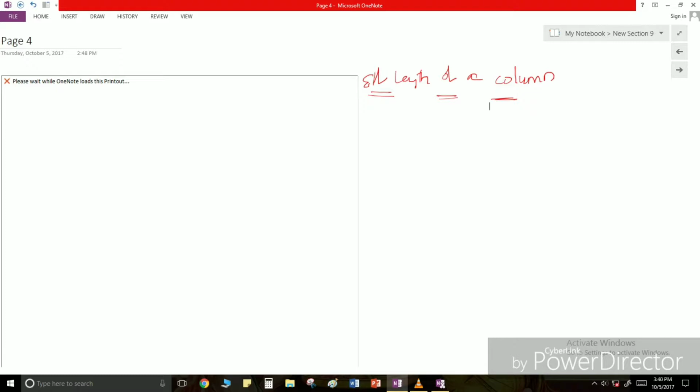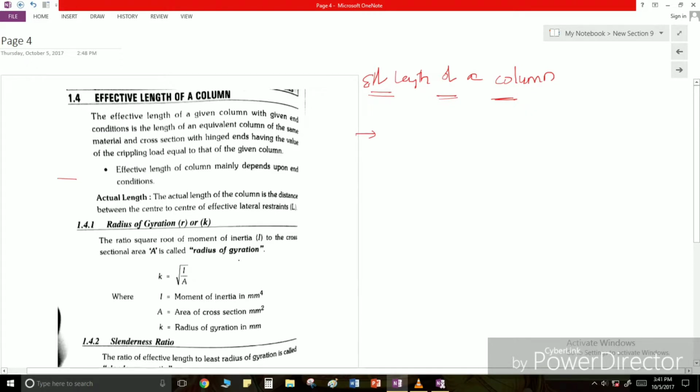A column is always compared to a standard column, a standard column having both ends hinged.